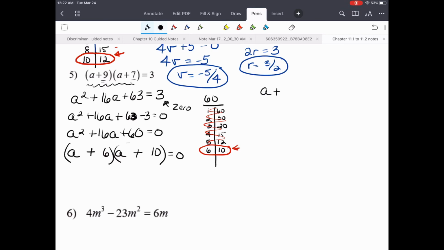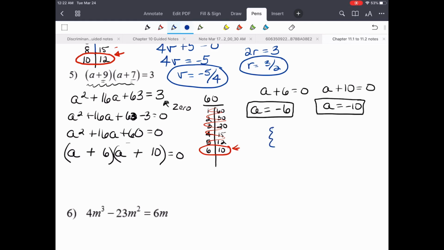So I've got a plus 6 equals 0. So there's one of your solutions, a equals negative 6. And the other equation is going to be a plus 10 equals 0. So a equals negative 10. And there it is. So our solution set in this case is negative 10 and negative 6. Those are our a values.